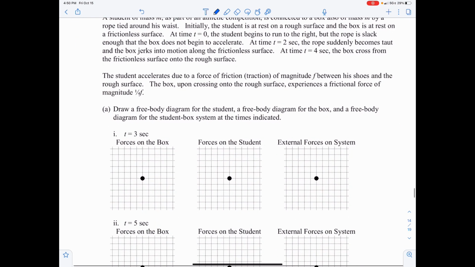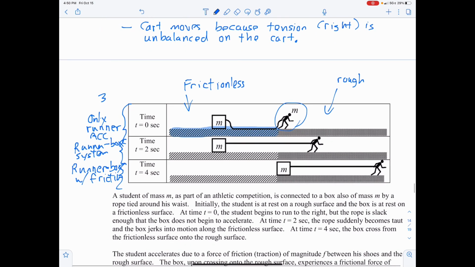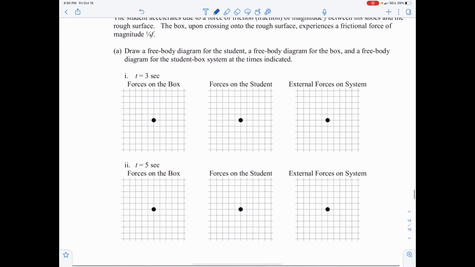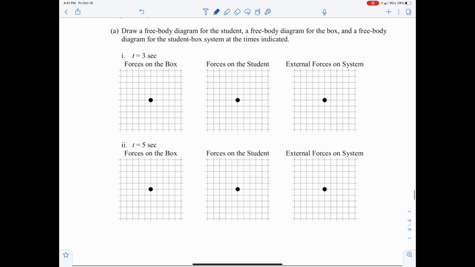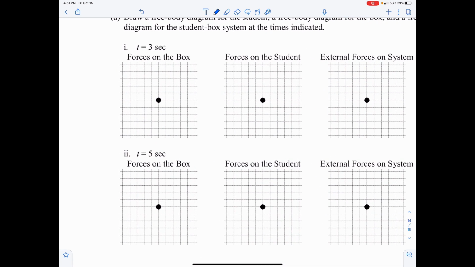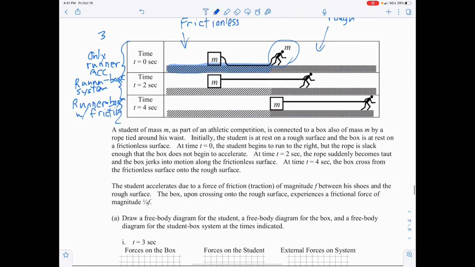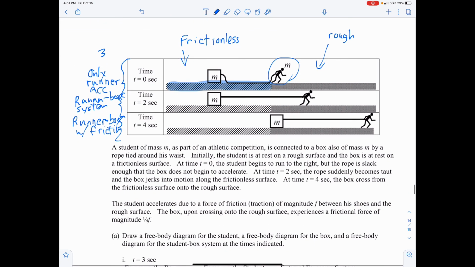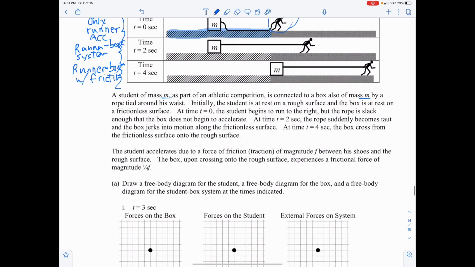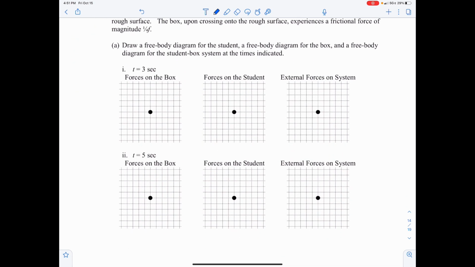Part A, draw a free body diagram for the student, a free body diagram for the box, and a free body diagram for the student box system at the times indicated. So at 3 seconds, that would be right here when it's the runner box system. Okay, and so what's going on there is you have the force on the box. Now keep in mind, the box and the student are both mass M, so they should have the same weight. So let's go ahead and draw that.